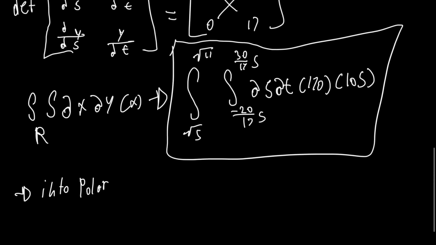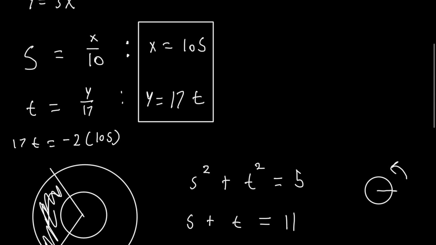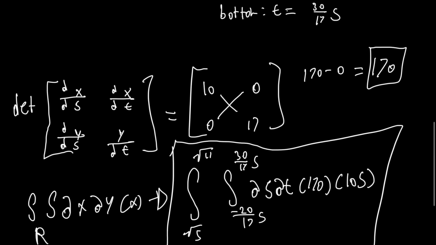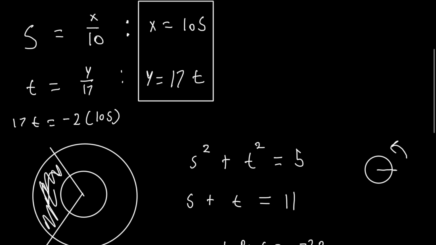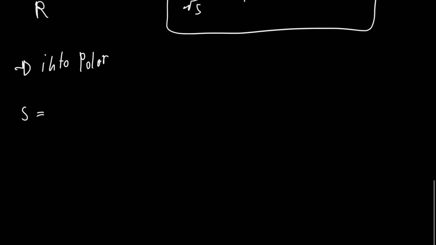So let's do this. What did we call our s? Our s is in respect to x. So when I say respect to x, I just mean it's in the same line as x. So let's call s equals r cos theta. Let's call our t now equals r sine theta.